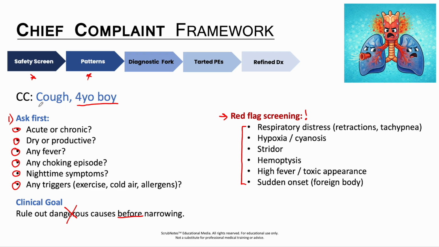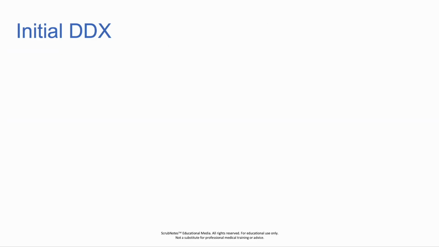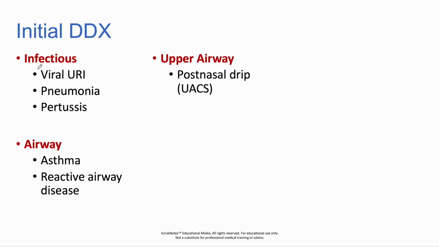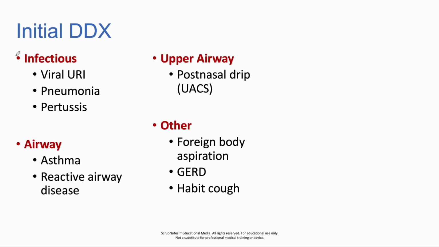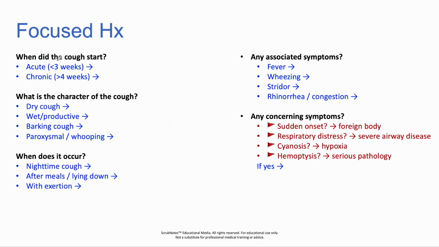So let's dive into our case of a 4-year-old boy who presents with cough. At first, cough feels like a huge list of differentials, but clinically, most cases fall into just a few buckets. We have infectious causes, airway causes like asthma, there could be upper airway issues, or mechanical causes like a foreign body. So you don't need tons of diagnoses, you just need to identify which bucket you're in. So let's begin by asking our patient some focused history questions.